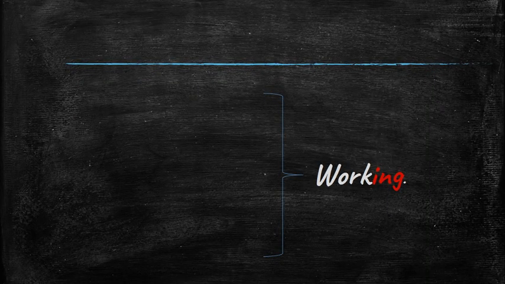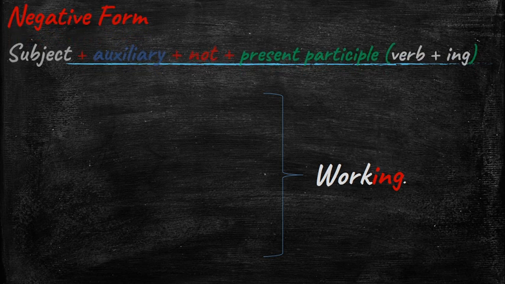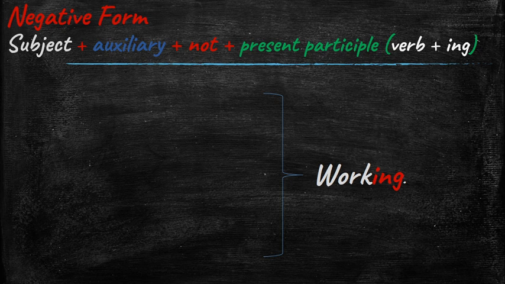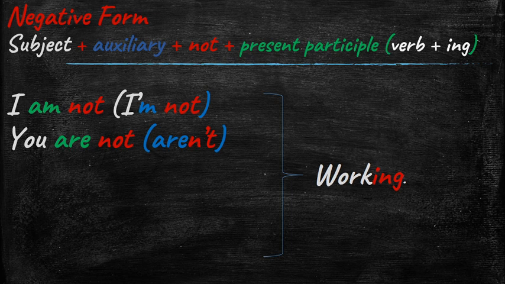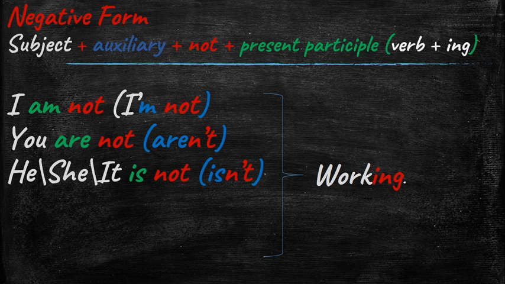Next, let's see the negative form. So in the negative form, we use subject plus auxiliary plus not plus the present participle. I am not working, or the short form, I'm not working. You are not or you aren't working. He, she, and it is not or isn't working.